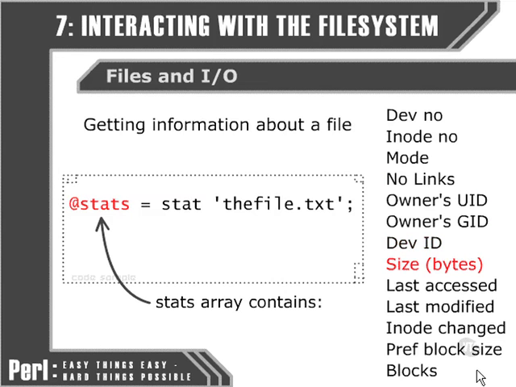There's also a device ID, representing the particular device on which the file is located, and the size of the file in bytes. Now this is the one that we're interested in in this case, because this can give us the entire size of the file, and that's going to be very useful to us in just a minute.